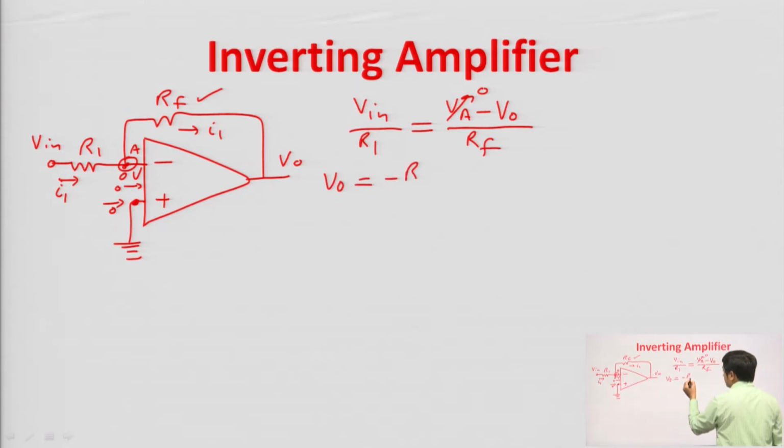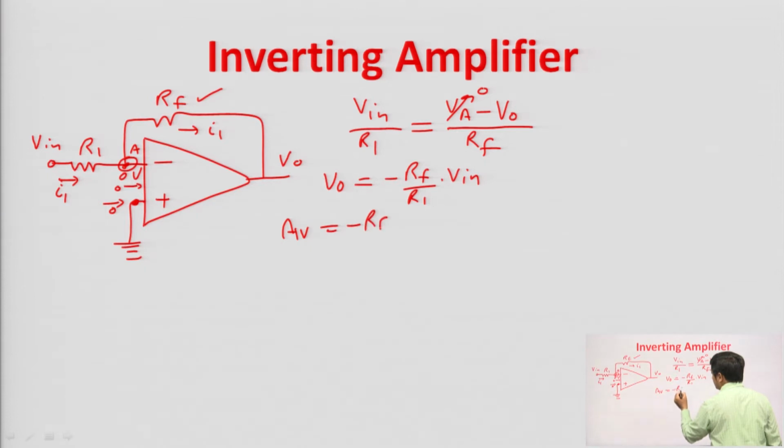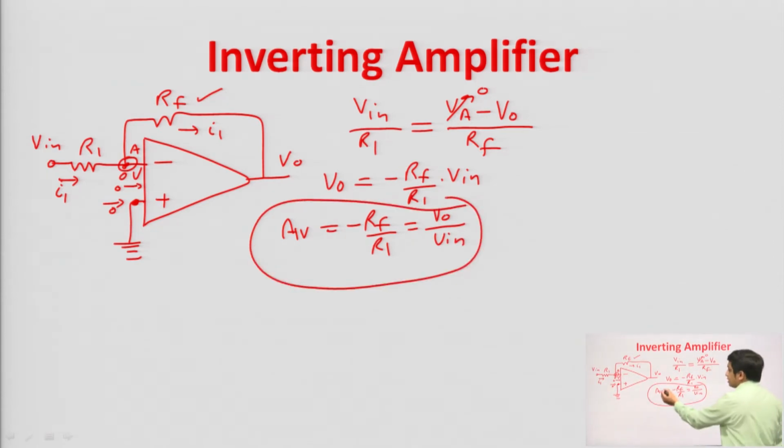So, from here the output voltage V naught will be equal to minus R F upon R 1 into V in. So, what will be the voltage gain of this inverting amplifier? It will be equal to minus R F upon R 1. This voltage gain is your V naught upon V in, right, and this gain is the closed loop gain, because we are calculating this gain in closed loop configuration. You can see that the gain is negative. Negative gain means the output is 180 degree out of phase with input.